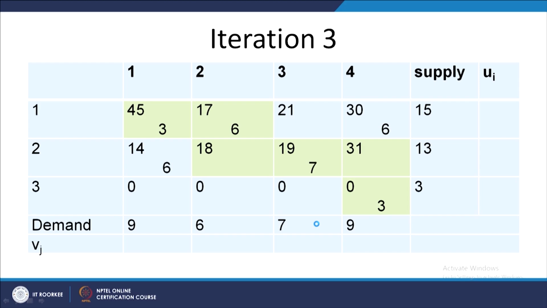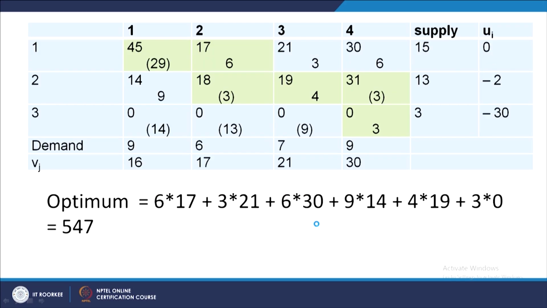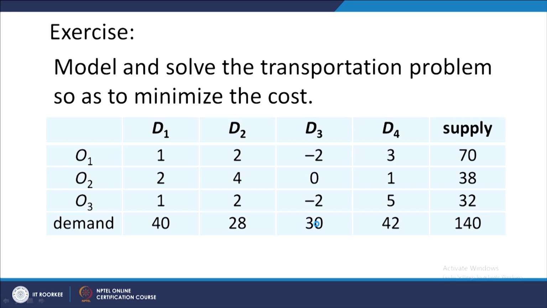In iteration number 3, the entire process is repeated for the basic and the non-basic variables. So, I leave it as an exercise for you to verify the results, and we find that in this table the optimum is given by 547, which is obtained by 6 times 17 plus 3 times 21 plus 6 times 30 plus 9 times 14 plus 4 times 19 plus 3 times 0, which gives me 547. So, with this we complete this example to understand how the transportation algorithm is implemented.